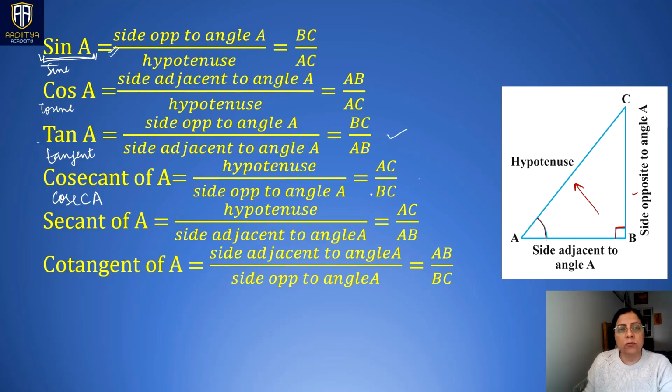So we have taken AC over BC. Then we have secant, in short sec of A. This is the reciprocal of cosine, hypotenuse over the side adjacent to angle A, which is AC over AB. Then we have cotangent, in short cot A. Cot A is the side adjacent to angle A over the side opposite to angle A, that is AB over BC. So these are the 6 trigonometric ratios about angle A in this right angle triangle. I hope this is clear.